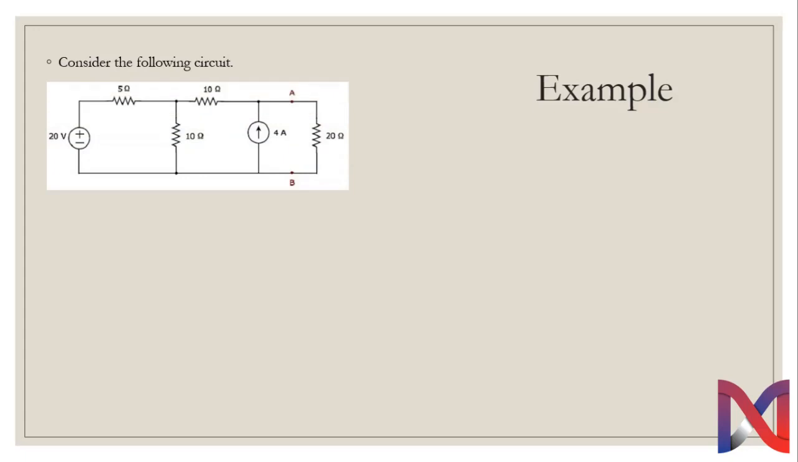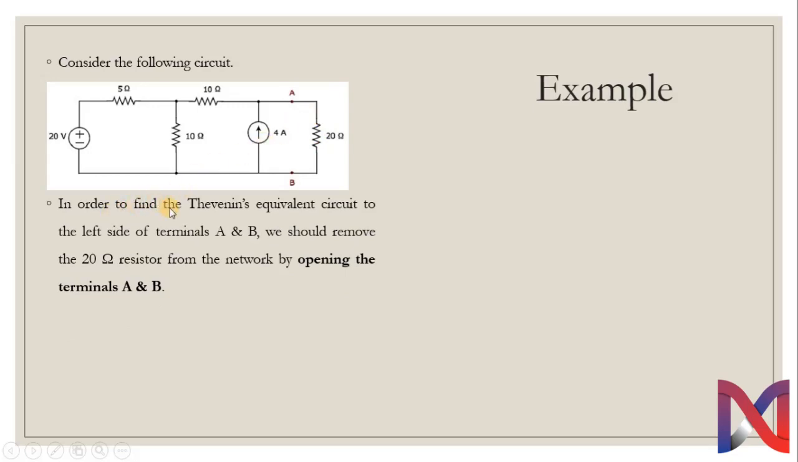Let's proceed to our example to understand Thevenin's theorem. Consider the following circuit. This has a 20 volts voltage source connected with a 5 ohm, 10 ohm and 10 ohm resistor, having a current source of 4 ampere and a load resistance of 20 ohm. Now we need to find the current which is delivered to the 20 ohm resistor.